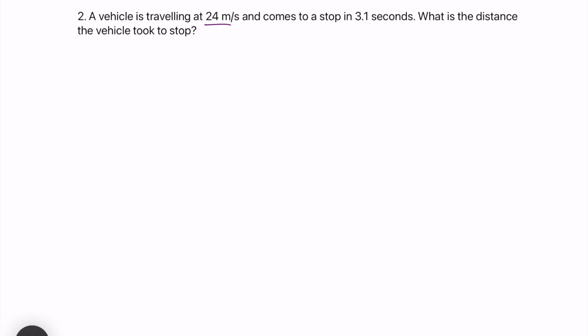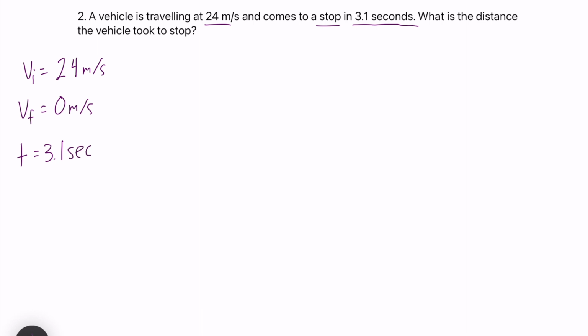So again, let's write out what we know. We know the vehicle is traveling at 24 meters per second and it comes to a stop. There's a key word and it is in 3.1 seconds. So it looks like our initial velocity is going to be 24 meters per second. And as it comes to a stop, that's going to be our final velocity, so it's just 0 meters per second. And we also know the time, which is 3.1 seconds.